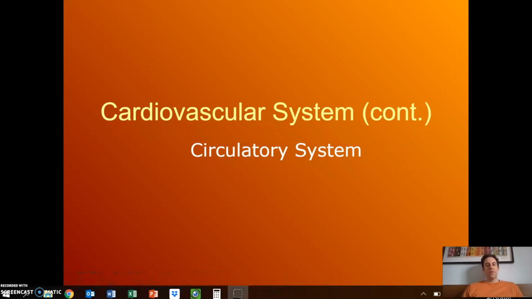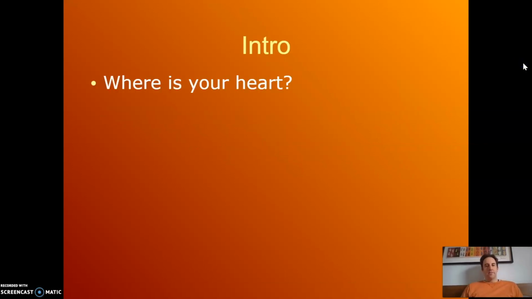So in this screencast, we are going to begin to look at the circulatory system, specifically the heart, which is a part of that circulatory system. Recall that this is part of this larger system, the cardiovascular system, which includes both the respiratory and circulatory system. So to begin, the heart is pretty much the main player in your circulatory system, and I just want to start with a very basic question.